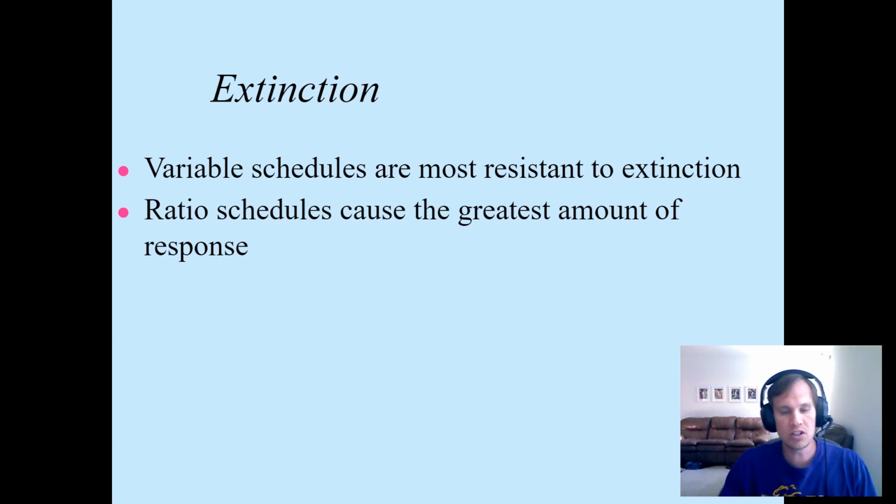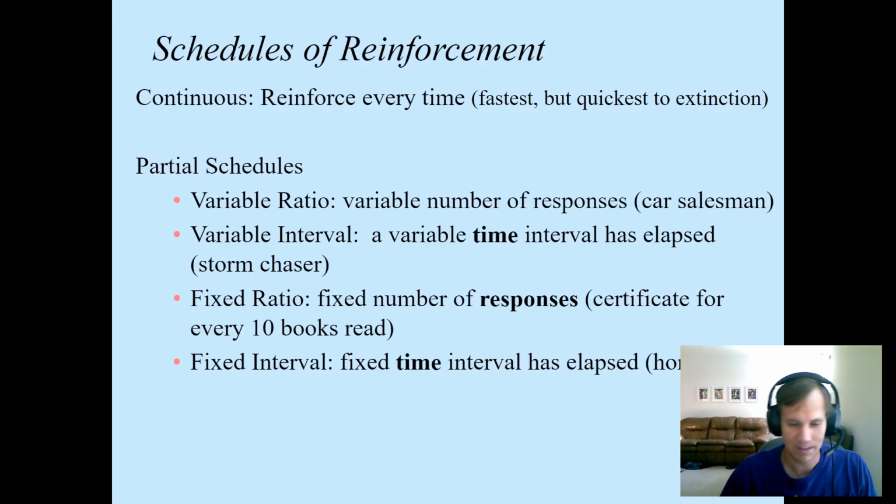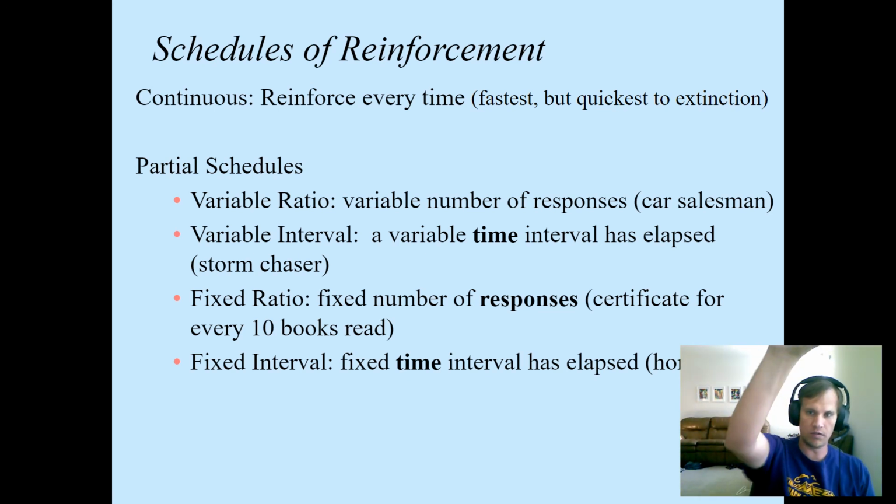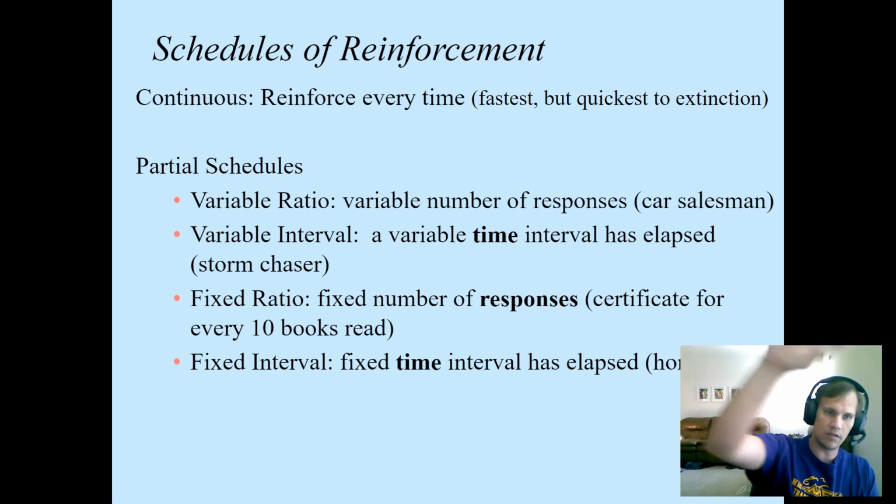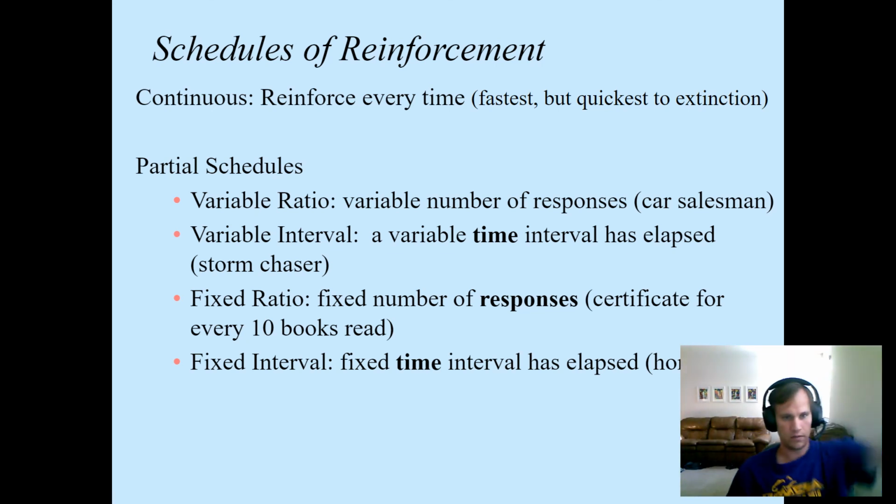Okay, so those are your supply schedules, or sorry, I'm doing economics. Your reinforcement schedules. So you have ratio and interval. Ratio is the number of times of the response or of the behavior. Interval is all about time. Variable is random. Fixed is a certain set number of responses or a certain fixed amount of time.